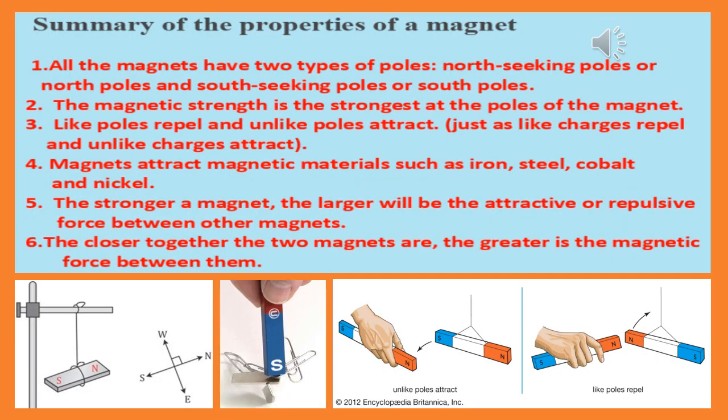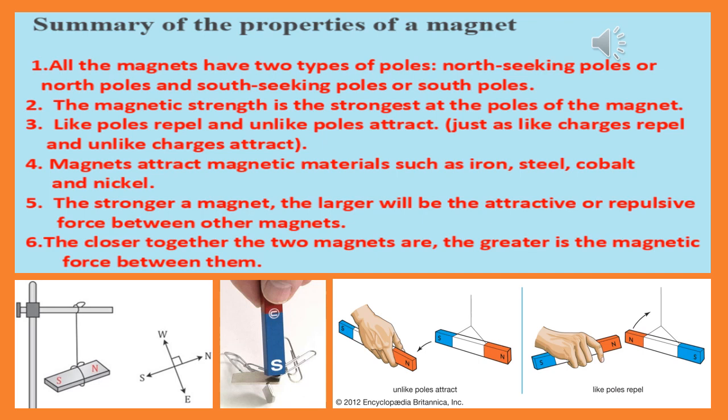Now, what are the properties of a magnet? We all know that magnets have two types of poles: the north seeking pole, which is pointed towards north, and the south seeking pole, which is pointed towards the geographic south. The magnetic strength is the strongest at the poles of a magnet. Similar poles or like poles repel each other and unlike poles attract.